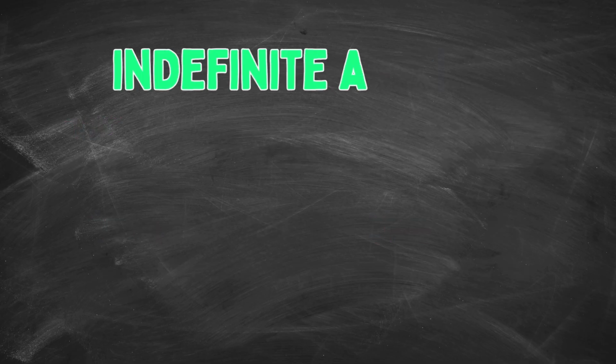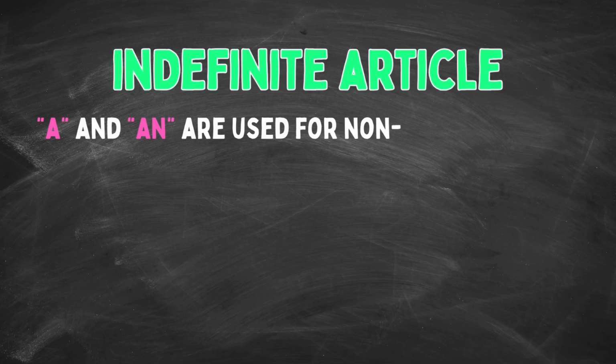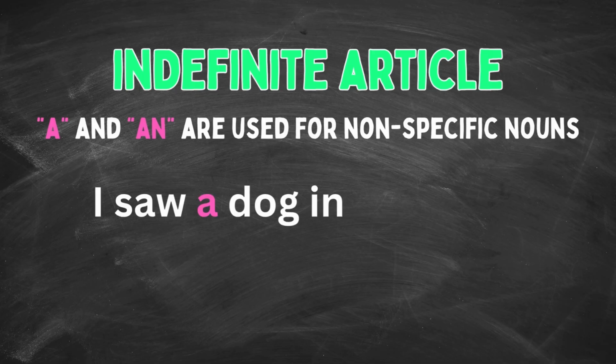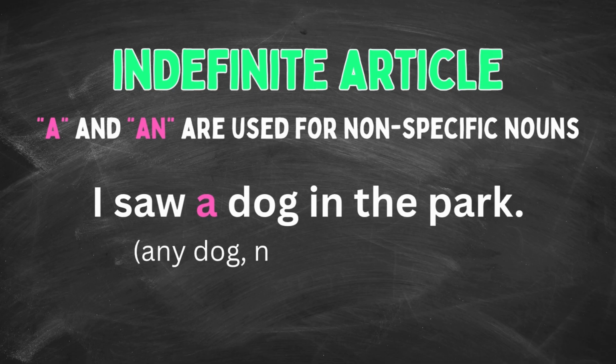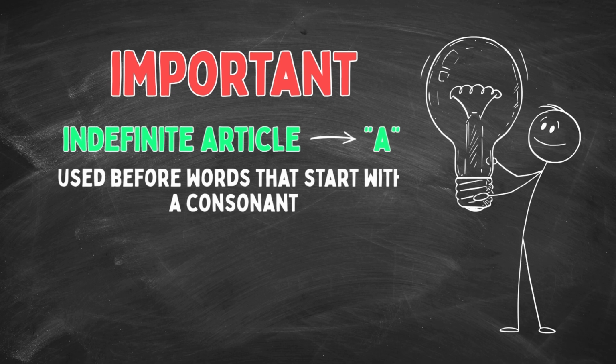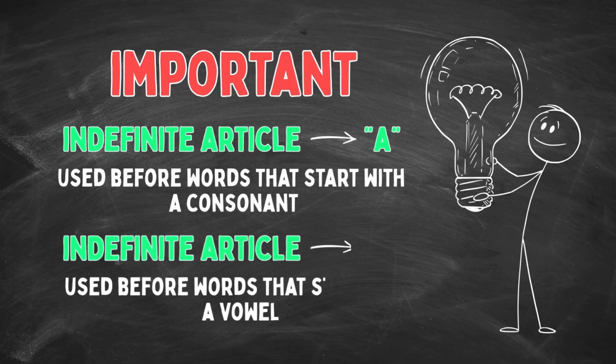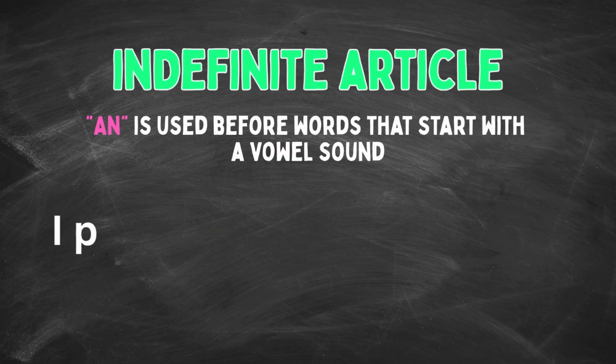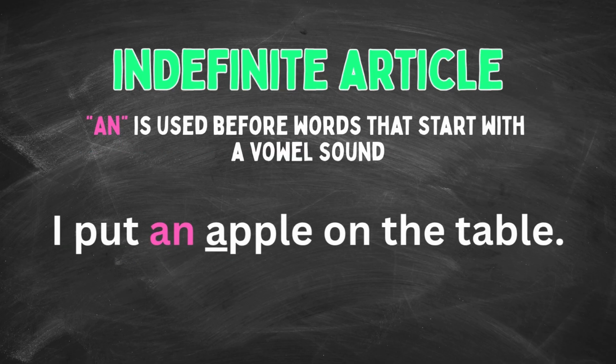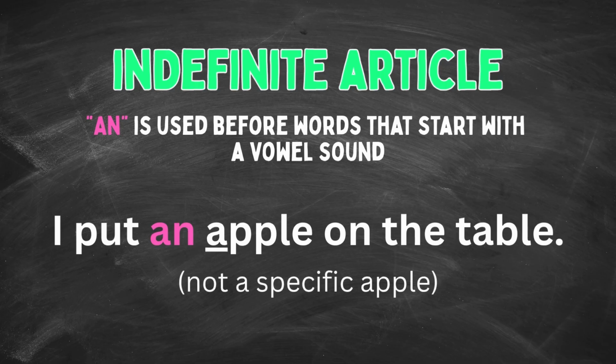We also have the indefinite articles. A and an are used for non-specific nouns. For example, I saw a dog in the park. Any dog, not a specific one. It is important to remember that the indefinite article a is used before words that start with a consonant, and an is used before words that start with a vowel sound. For example, an apple. I put an apple on the table. Any apple was put on the table, not a specific one.